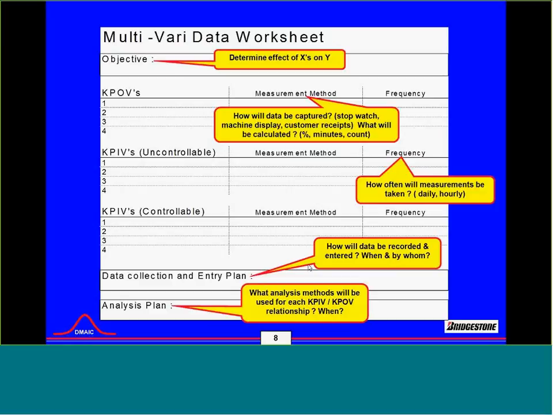The multivariate data worksheet is in an email that I just sent to you guys. With this, you plan out what you're going to record, your measurement method, and your frequency, how often you're recording it. Then we don't have to do analysis, but we want to know when and where. So how often is it going to be recorded? Who recorded it? We're going to take steps to get to those 30 data points.